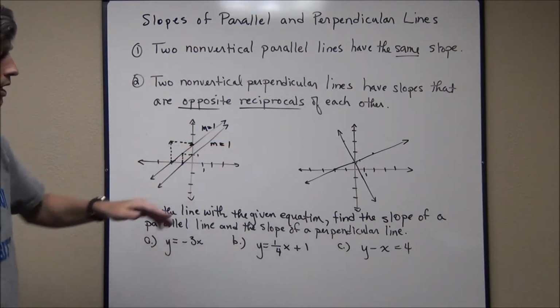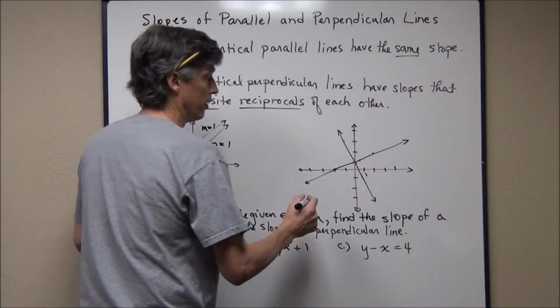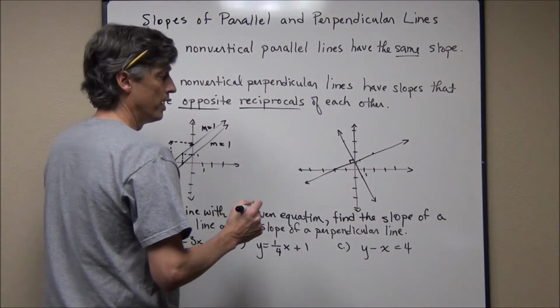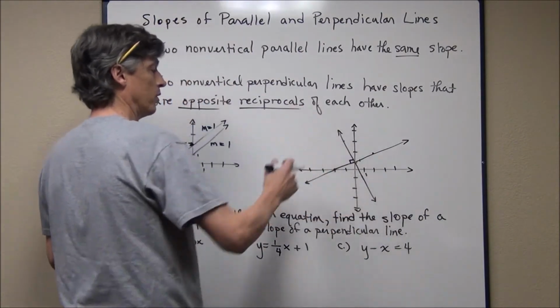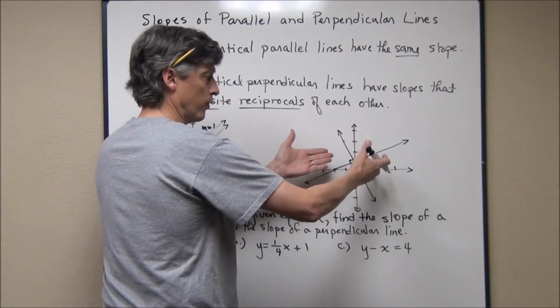Now over here, I've tried also to draw a couple of lines that hopefully will look perpendicular. They're supposed to be. It's supposed to be a right angle right there. That's the right angle symbol. If you look at the line that goes up and to the right, that has positive slope. The line that goes up and to the left, that's negative slope. So they have opposite signs for their slopes.